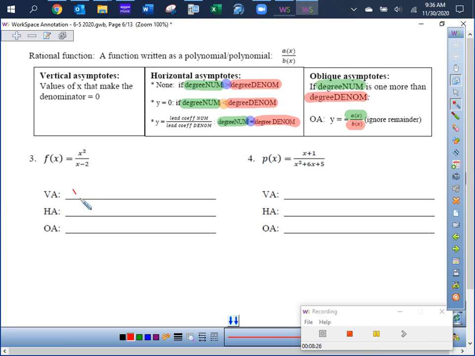X equals 2. That would be it. There's nothing to factor. It's not a quadratic. It's just a linear expression, so x equals 2. Are you okay with that?